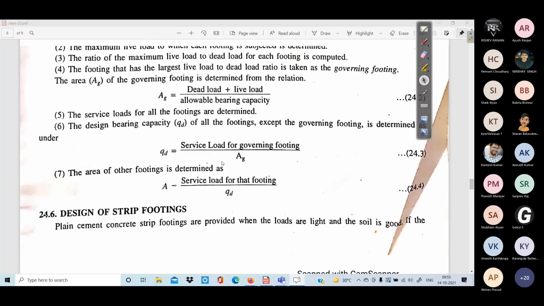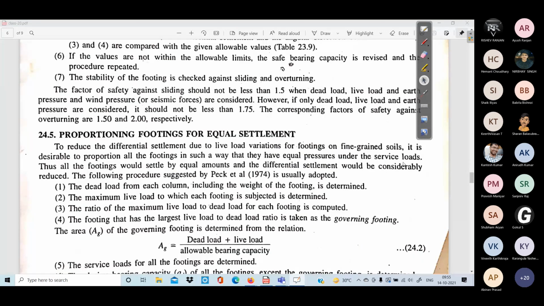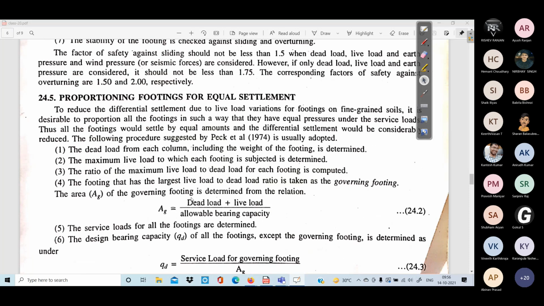Here design will start with the strip footing, okay, in the next class. So we'll read this one. To reduce the differential settlement, variation for footings on fine grained soils, it is proportioned in such a way that they have equal pressure under the service load. All the footings would then settle by equal amounts and the differential settlement would be reduced. The following process. So we'll see that it will settle properly.